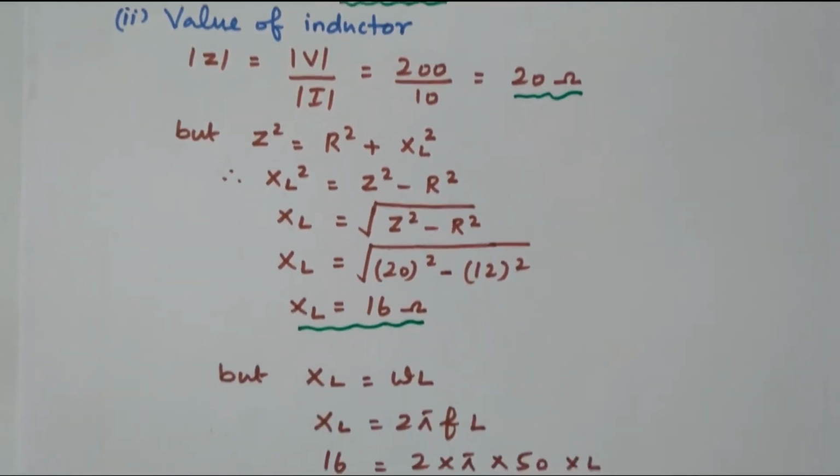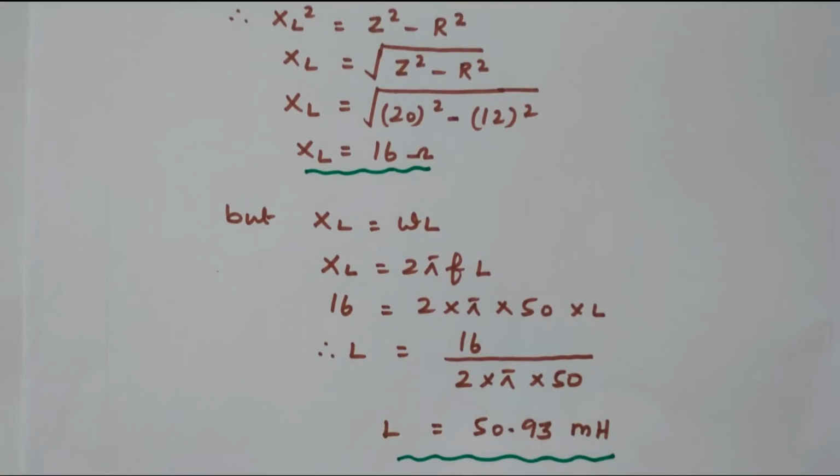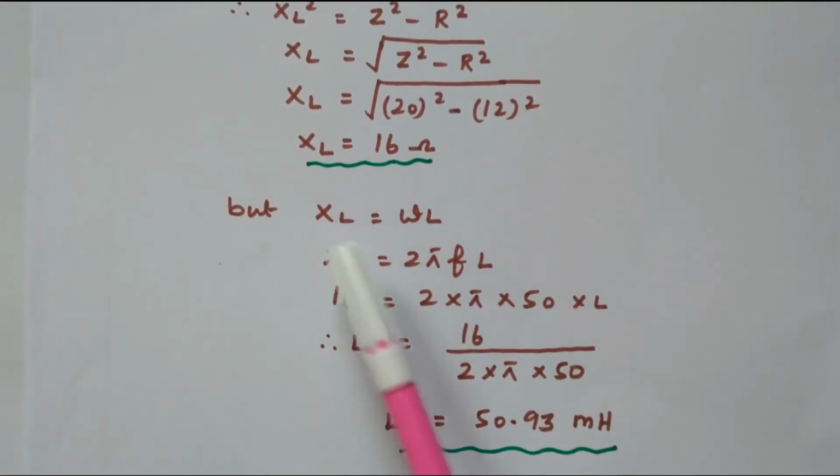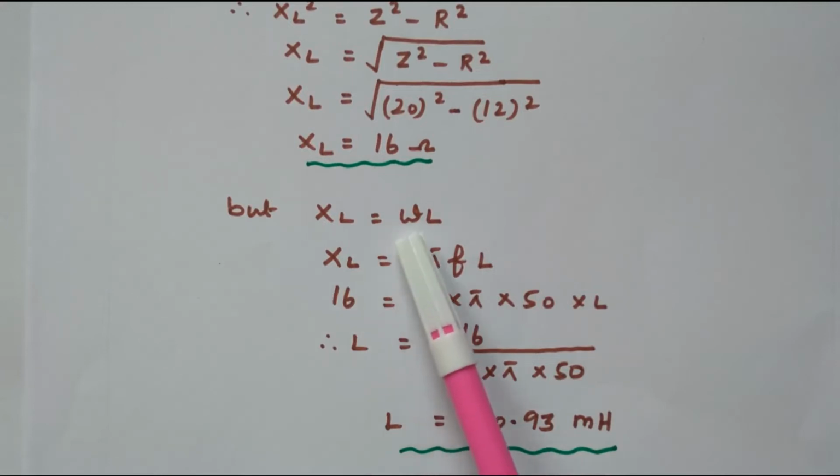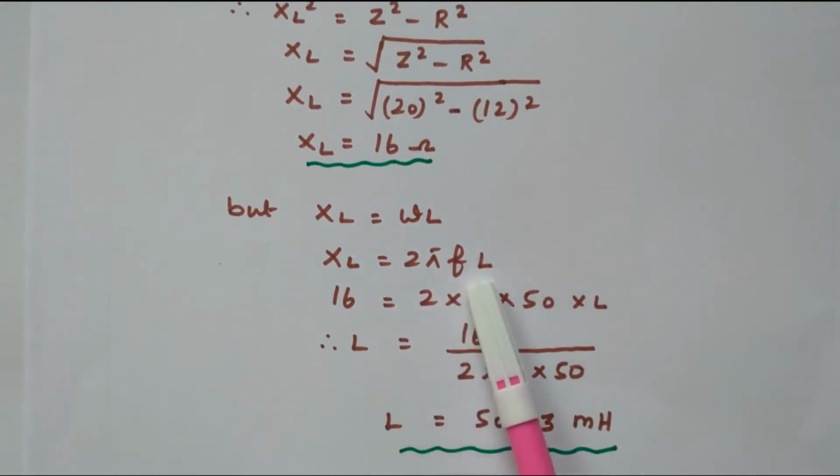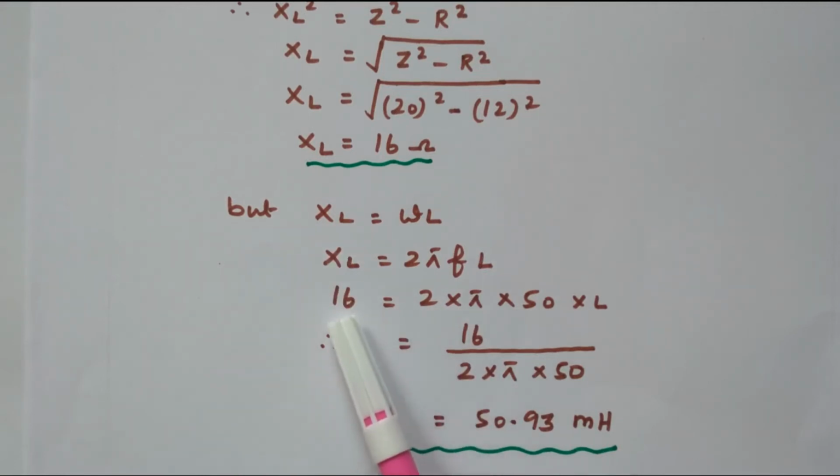For this inductive reactance, another formula is available. Inductive reactance XL is nothing but omega into L. Omega is nothing but angular velocity, 2 pi f, into L. The XL value we calculated is 16. So 2 into pi into frequency 50 hertz into L. This L we need to calculate. So bring this term to the denominator: 16 divided by 2 into pi into 50. By simplifying this, we got L equal to 50.93 millihenry. Milli means 10 to the power minus 3.